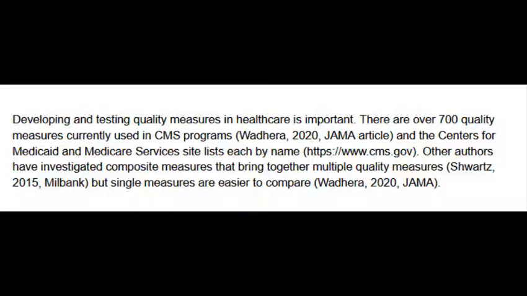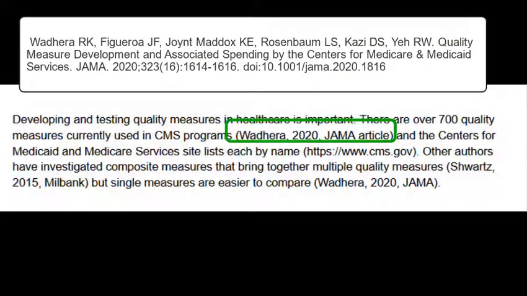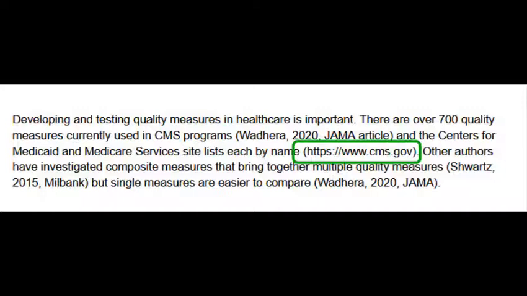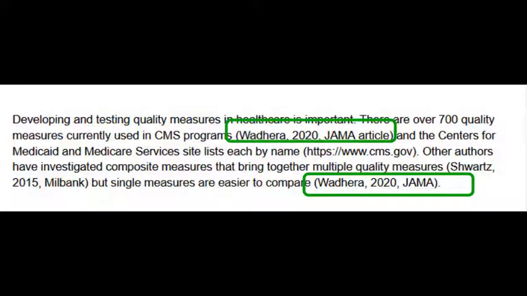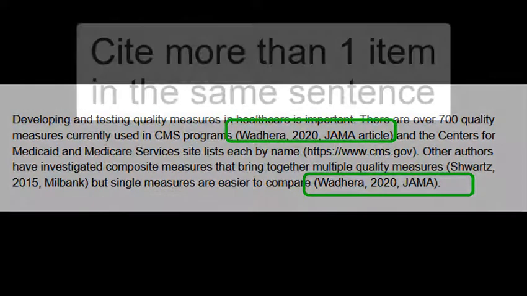If you wanted to cite this JAMA article, you might write Wadhera 2020 JAMA. If you wanted to cite the website for the Center for Medicaid and Medicare Services, you might write their website. Use the same placeholder reference each time to refer to the same item.